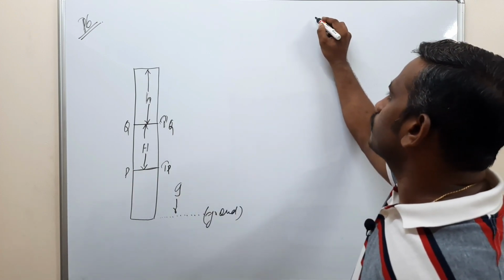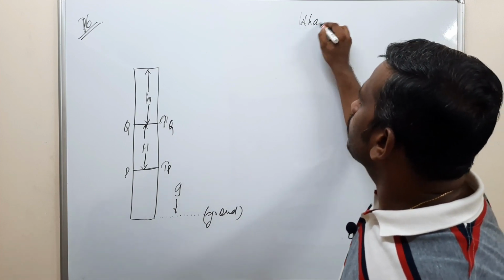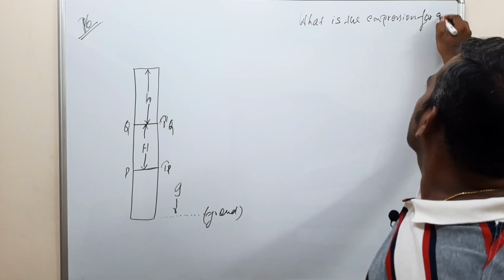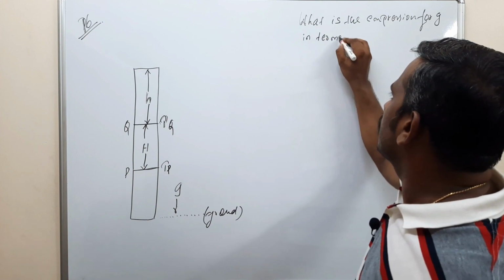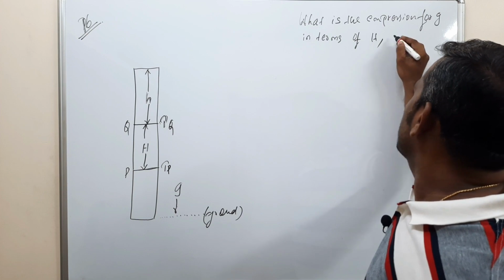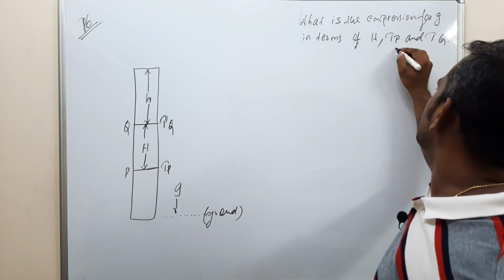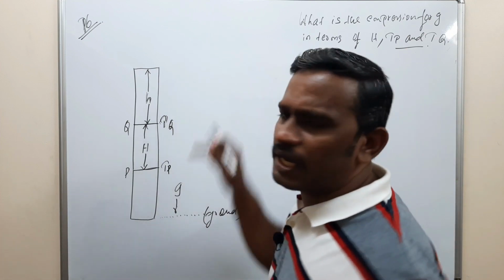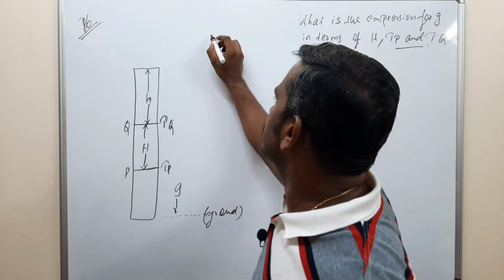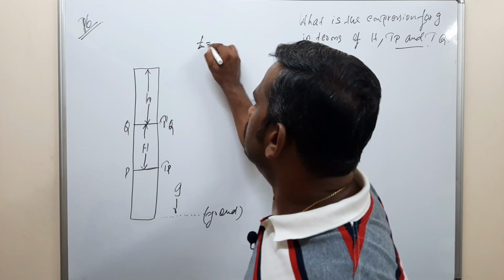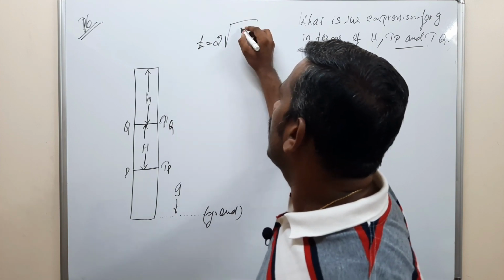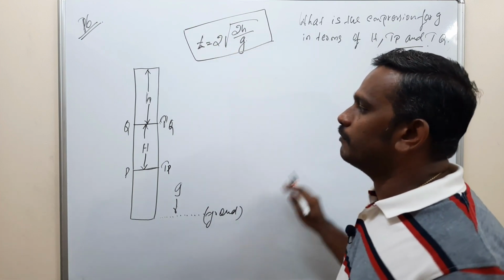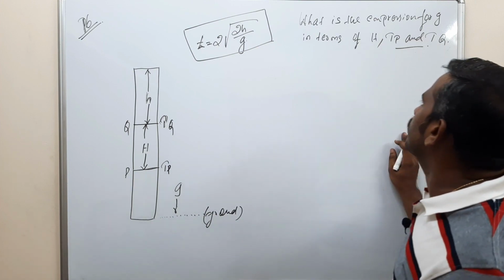So we have to find the expression for g in terms of h, TP and TQ. While we were discussing the concept, we derived an expression for the total time of flight: T is equal to 2 times root of 2h by g. So this is the expression we derived for the total time of flight. So what is the expression for g in terms of h, TP and TQ?